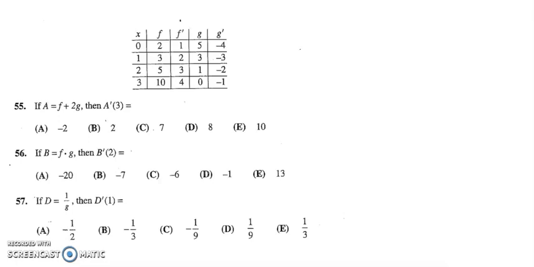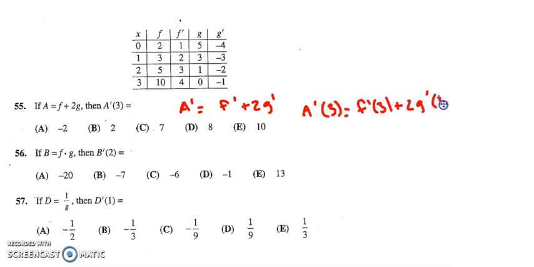All right, for problems 55 to 62, we're doing derivatives from a table using this table. So basically, when you do derivatives from a table, you want to first take the derivative and then plug in the value that they give you. So here they give us A, and they say A equals f plus 2g. So A prime is going to equal f prime plus twice g prime. And then evaluating this at 3, I'm going to need f prime of 3 plus 2g prime of 3.